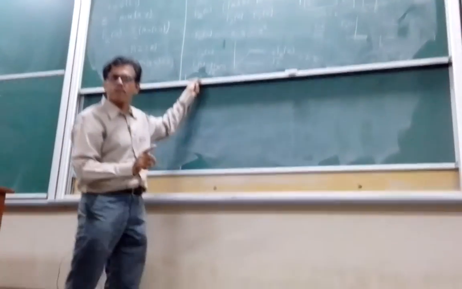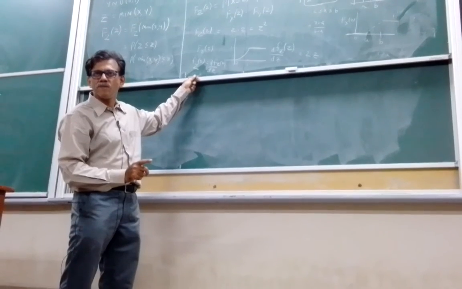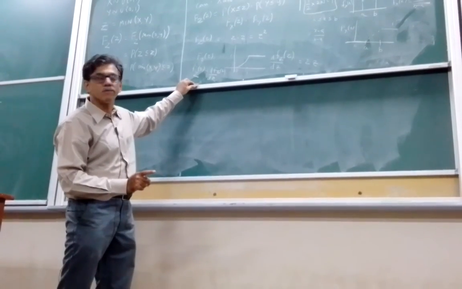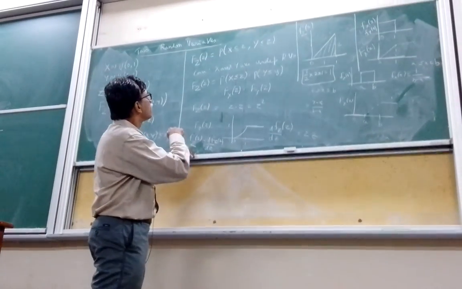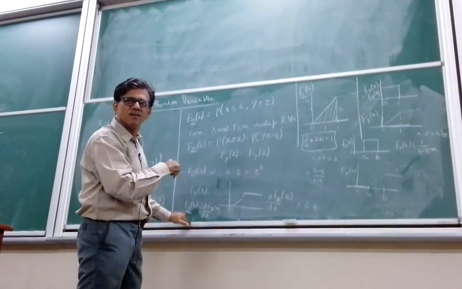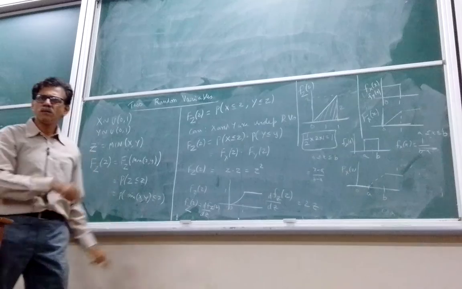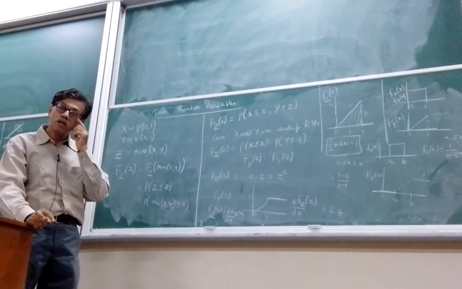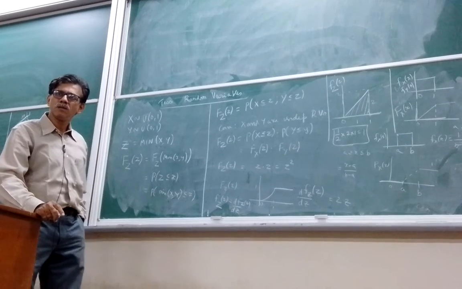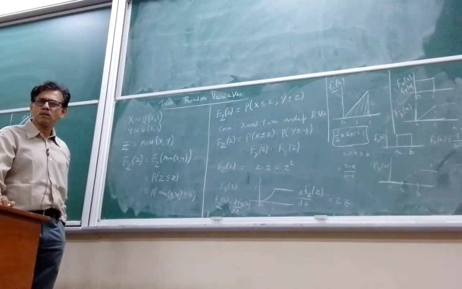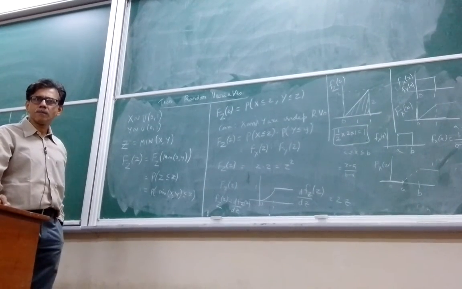Any question? How did we get that P of X less than z into P of Y less than z, I guess that would be z, but how did we come to that? Shouldn't it be an OR condition instead of the AND condition? If X is less than z, and even if Y is greater than z, the minimum is still going to be less than z, right? So why is it an AND condition?